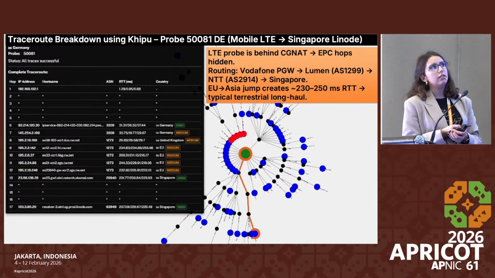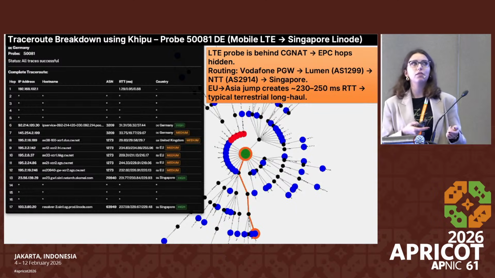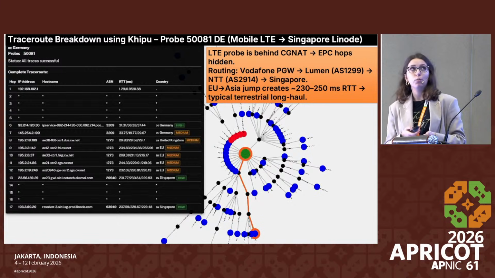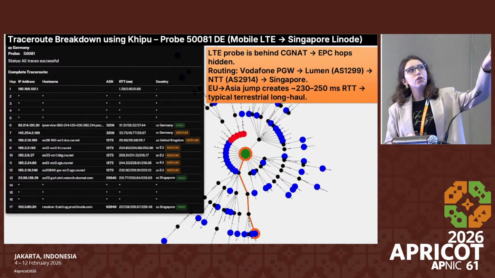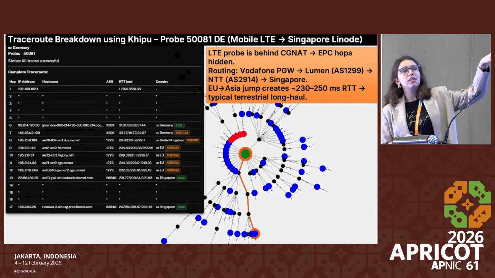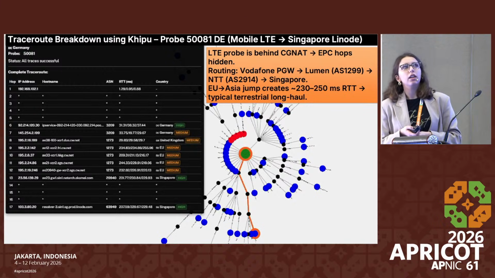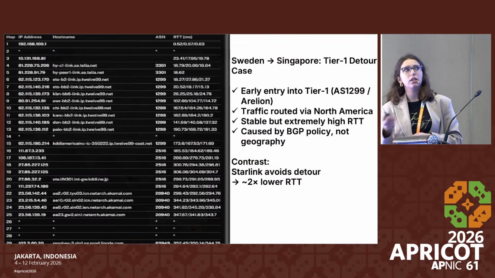Also on this slide, we could see traceroute analysis, but in this case from a fixed wireless access probe in Germany to the Singapore target. And we could see that first of all we have LTE, or long-term evolution access, then routing through Vodafone, and then entering the Tier 1 backbone, and then reaching the target in Singapore.